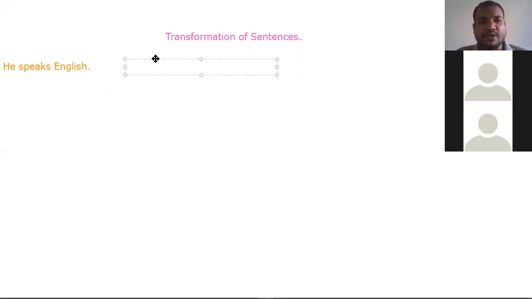So let me write down the example here, then after I'll explain it. Does he speak English? So this is an assertive statement and this is an interrogative sentence. Correct? So it has a question mark. This sentence ends with a question mark. This sentence ends with a full stop. So it is an assertive statement. Assertive. It's an interrogative.